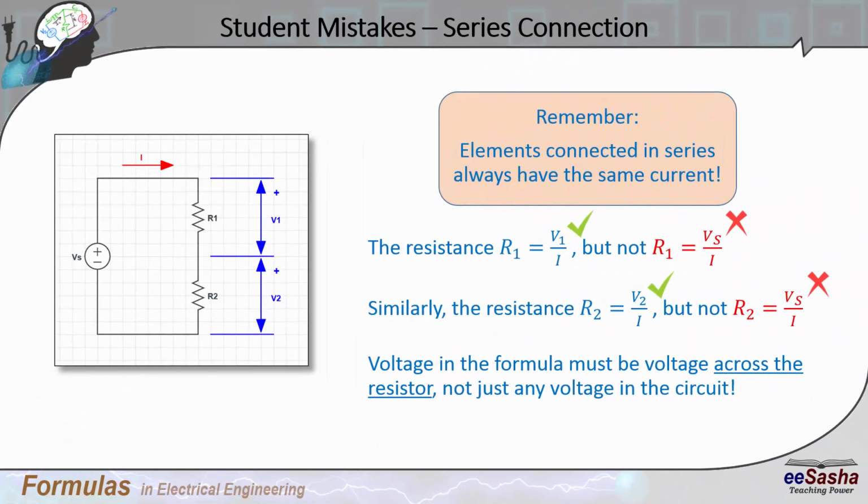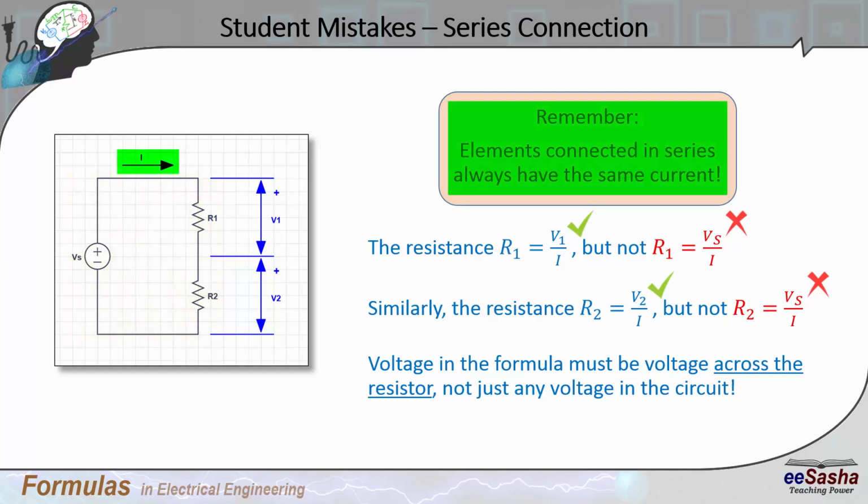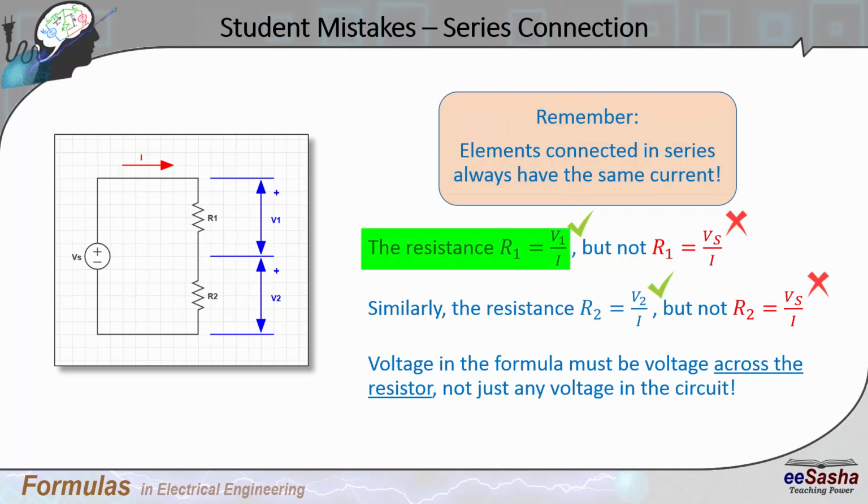Even though this formula for calculating resistance is very simple, students sometimes make mistakes. Here we have an example of a series circuit. In a series circuit, all elements are connected in series. Remember, elements that are connected in series always have the same current. So in order to calculate resistance R1, we need to divide voltage V1 with current I.